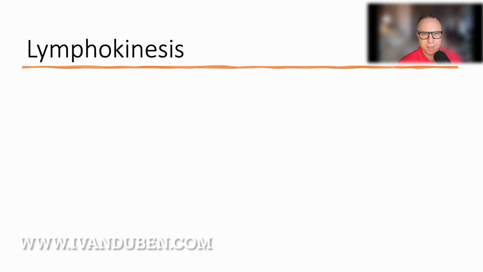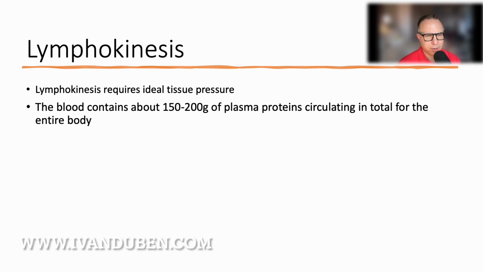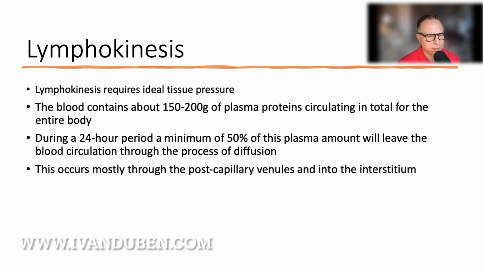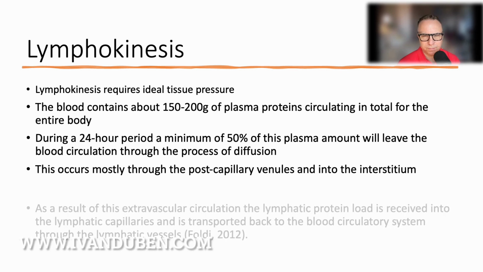Moving away from blood pressure specifically, let's go into lymphokinesis, which is the movement of the lymphatic system. Lymphokinesis requires ideal tissue pressure. The blood contains about 150 to 200 grams of plasma proteins circulating in total for the entire body. During a 24-hour period, a minimum of 50% of this plasma amount will leave the blood circulation through the process of diffusion. This occurs mostly through the post-capillary venules and into the interstitium.